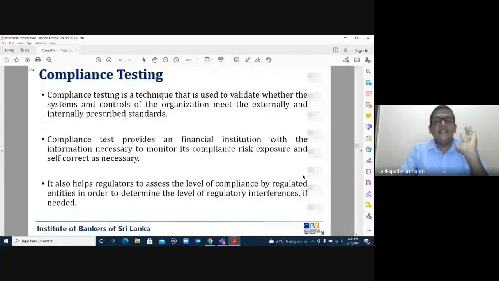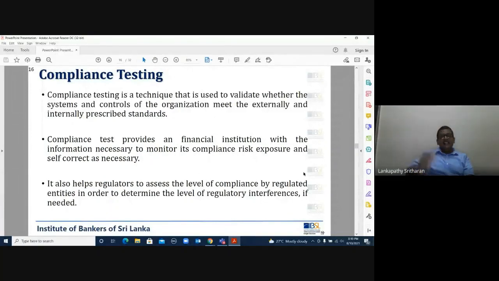And then the other thing is compliance testing. I think in the exam for short notes, there were some questions about compliance testing. Compliance testing is a technique that is used to validate whether the system and control of an organization meet the externally and internally prescribed standards. That is called compliance testing. So it is a technique to test whether the system and control of the organization meet the externally, internally prescribed standard.